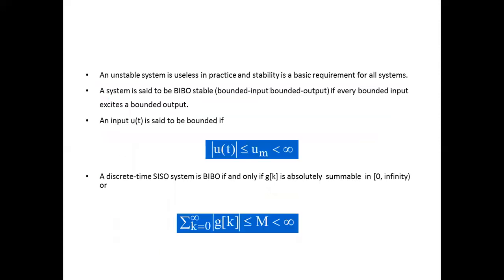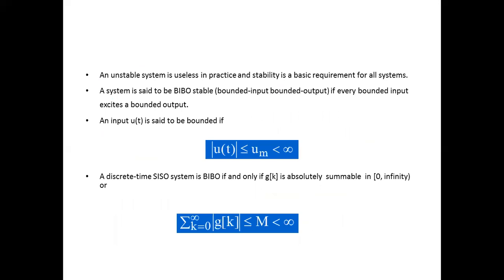Now, next slide. Why are we so interested in stability? Suppose we design a system and it is not stable, then what is the importance of designing it? Basically, an unstable system is useless. So we need to know the process of how to determine the stability of a system. Now, a system is BIBO stable. BIBO means bounded input, bounded output.